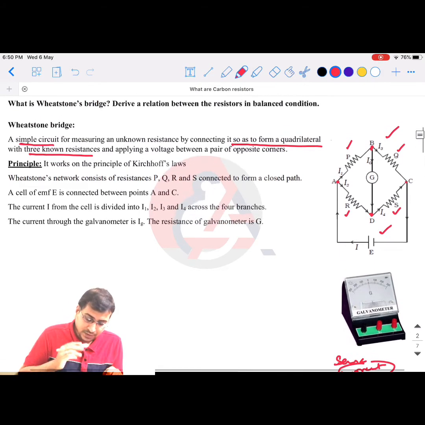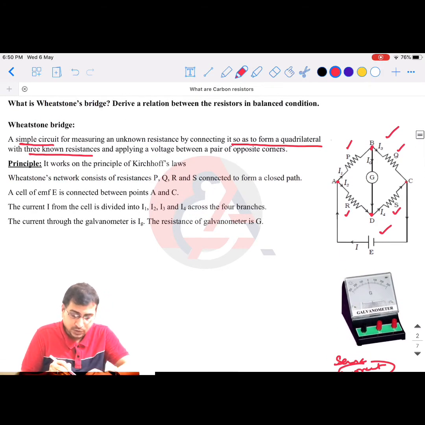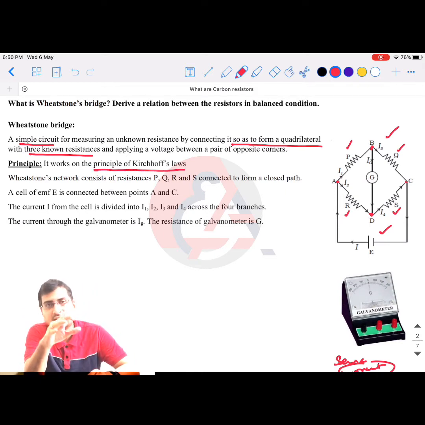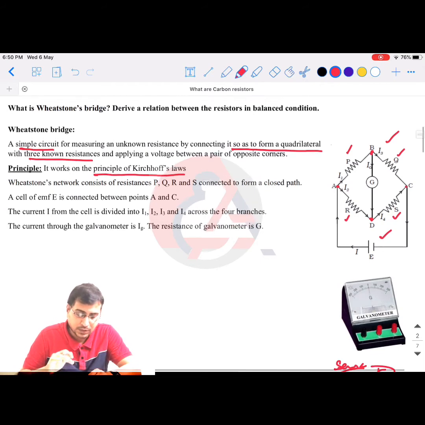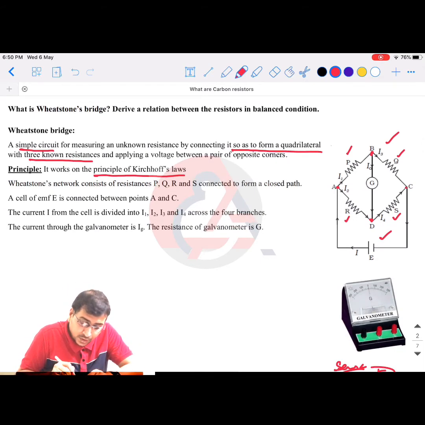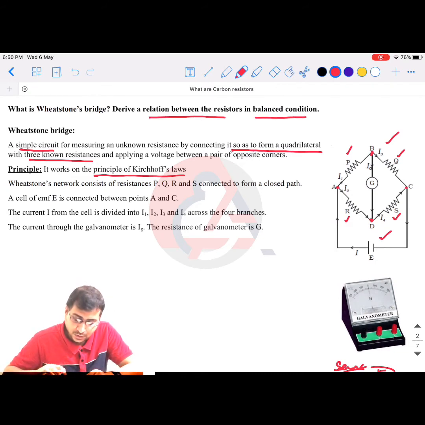Now the next important point is Wheatstone bridge works on the principle of Kirchhoff's laws. When we say Kirchhoff's laws, both the laws are covered. KCL and KVL are covered in it. So we have seen what is a Wheatstone bridge. Now we need to derive a relation between the resistors in balanced condition. Here he is using the word balanced condition.